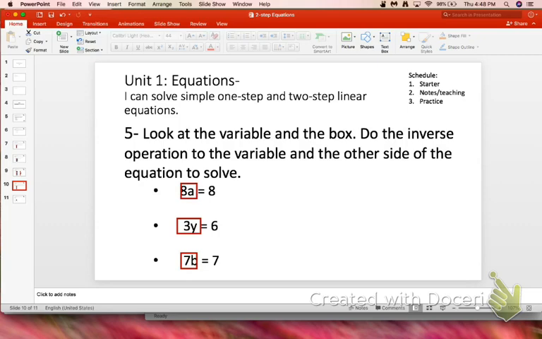So I have here just 8a equals 8. I'm thinking through what we just talked about with order of operations, and I know that when I have a number next to a letter, it really means multiplication. So the opposite of multiplication is division. So I'm going to divide by 8 on both sides. And then I get a equals 1. All right, try the next two without my help.